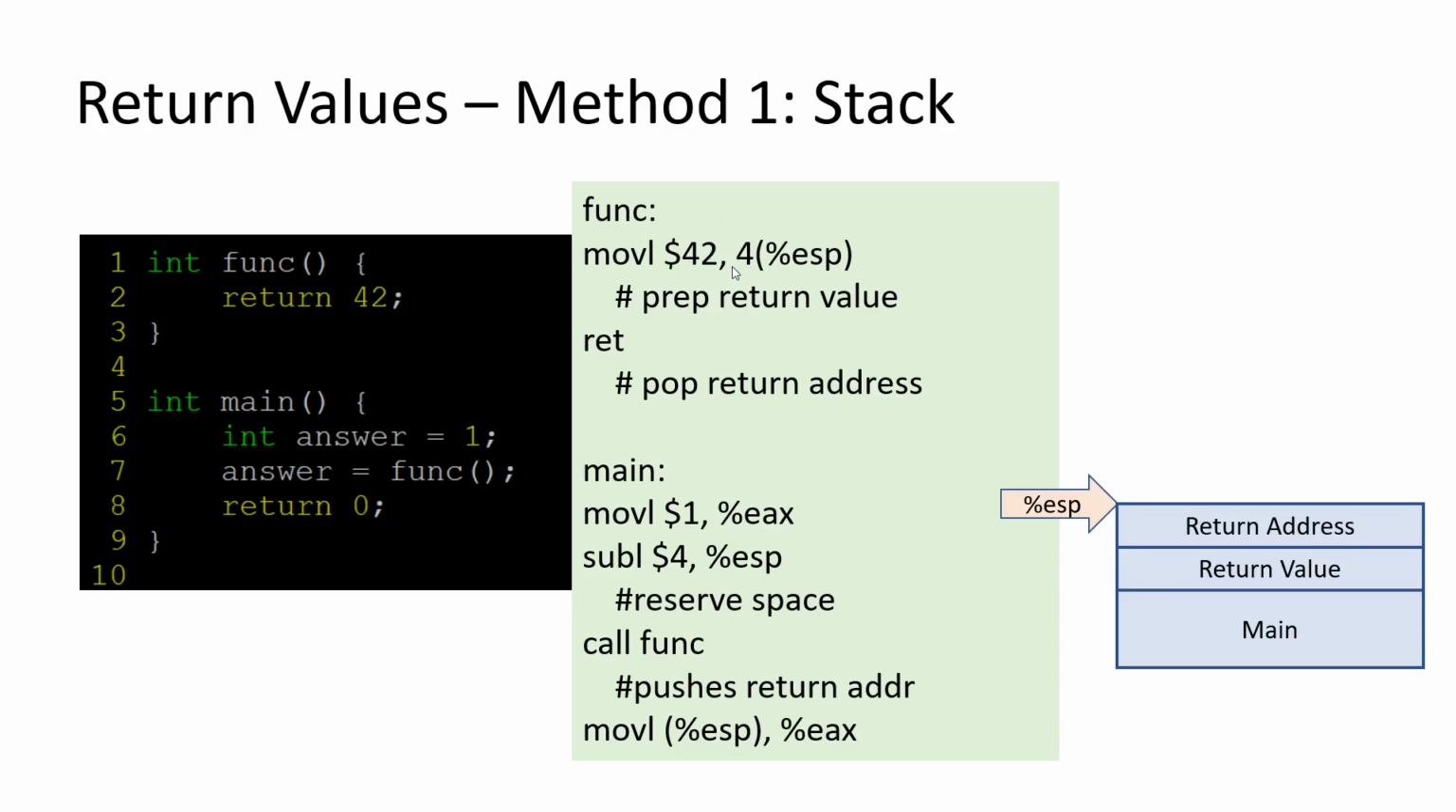That should be 4 bytes greater than wherever the stack pointer is pointed, because these are bigger numbers down at the bottom here. So I add 4 bytes because that's how much space is reserved for the return address. And that's where I'm going to put the return value. So I just move immediate value 42 into this spot right here. And that's all I need to do. Then I can just return.